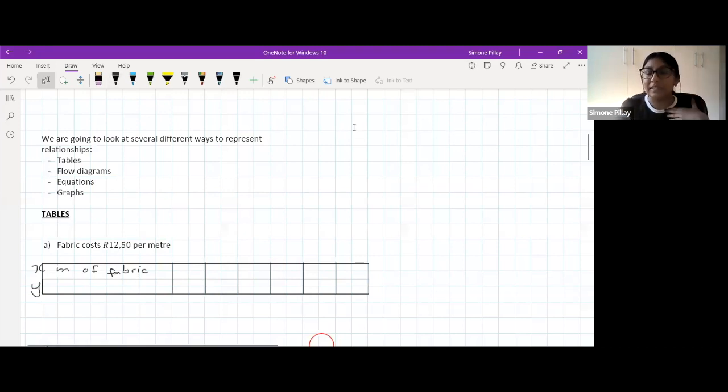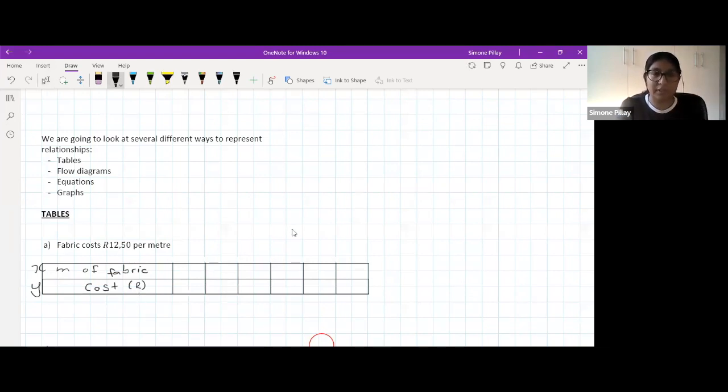I think my meters of fabric is going to be my independent variable. That doesn't depend on anything. I can buy however many meters of fabric that I want to. And what's dependent on the meters of fabric? My cost. And this will be my cost in rands. Okay, so now we have my cost in rands and we have my meters of fabric.